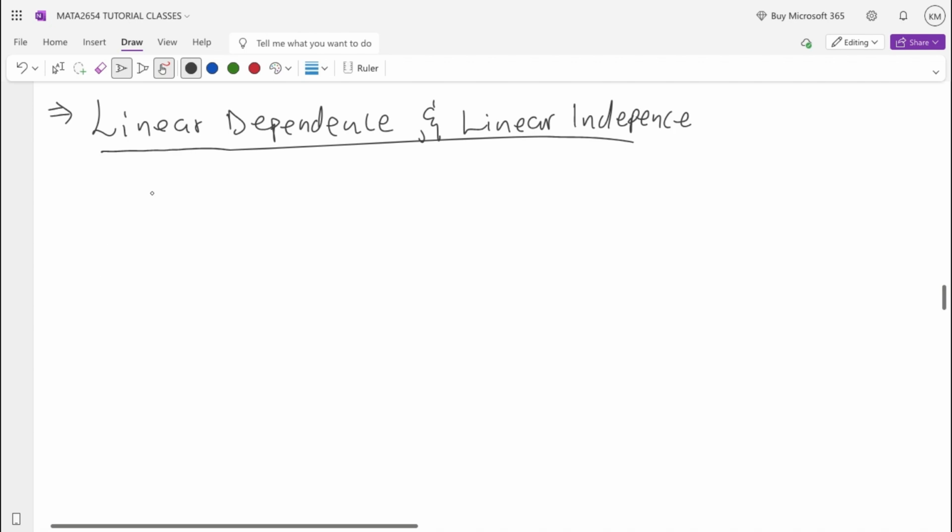So yeah, now if we are talking of linear dependence and linear independence, we are going to use what we call the Wronskian determinant. But before that, maybe we can try to differentiate between the two. What is something that is linearly dependent and something that is linearly independent?